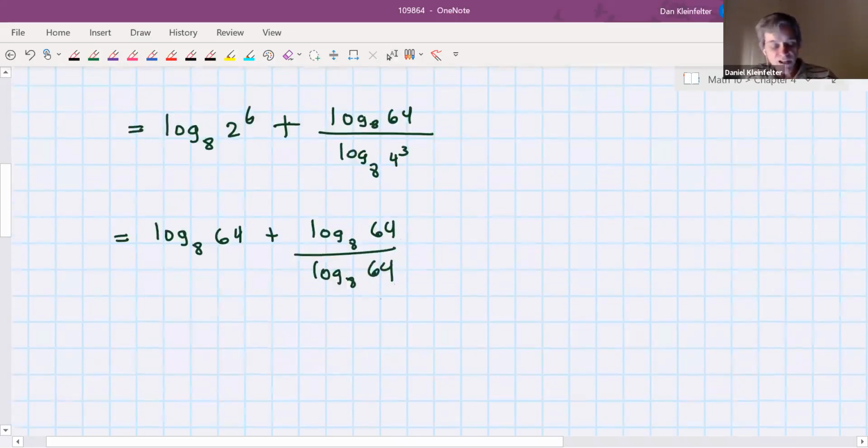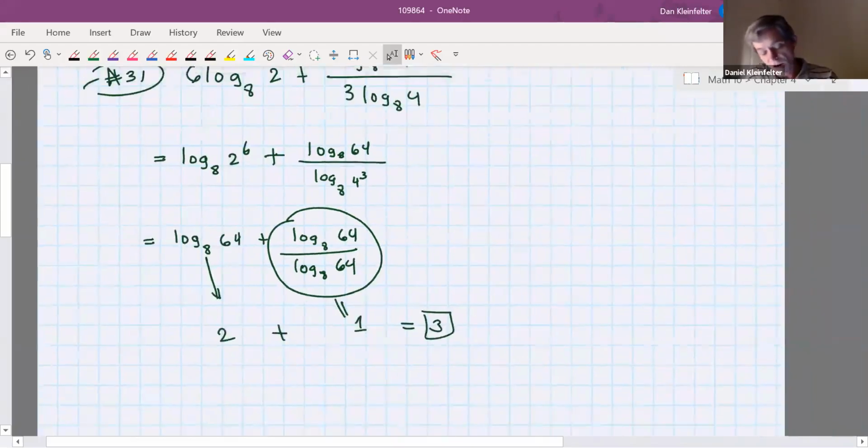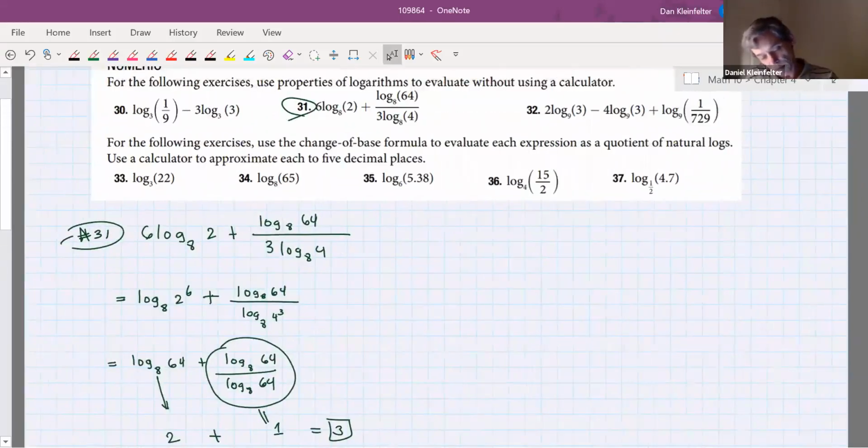So this fraction on the right is just equal to 1, right? So that's equal to 1. Log base 8 of 64, that's the number that you'd raise 8 to get 64. And I know 8 squared is 64, so that part is equal to 2. 2 plus 1, 3 for the final answer. All right, so that does it for that one.